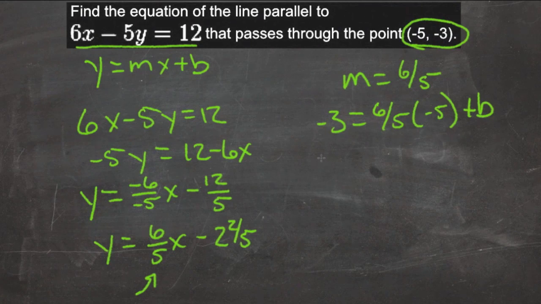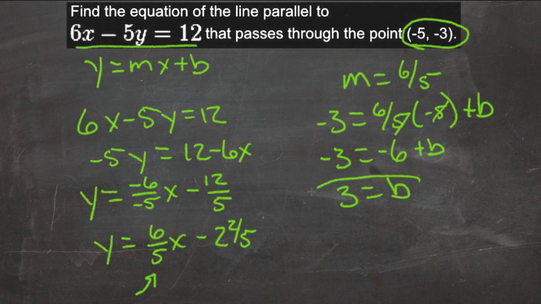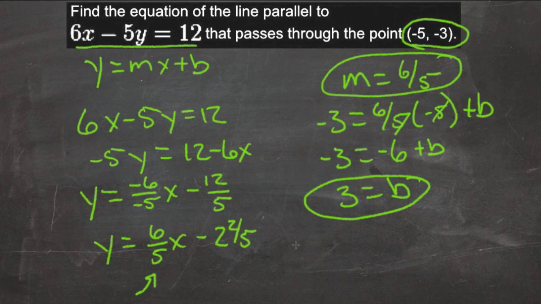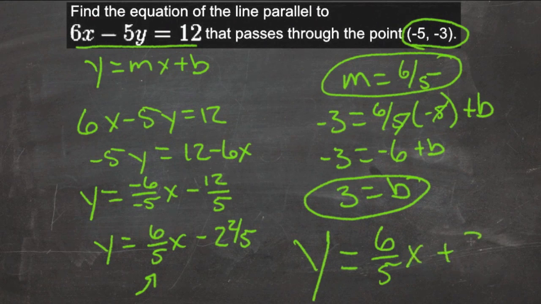So we have negative 3 equals, and if we have 6 over 5 times negative 5, the 5's will cancel, and we'll just have negative 6. Negative 6 plus b, add 6 to both sides, and we get 3 equals b. So now we have our y-intercept, and we already had our slope. So the equation of this line is y equals 6/5 of x plus 3.